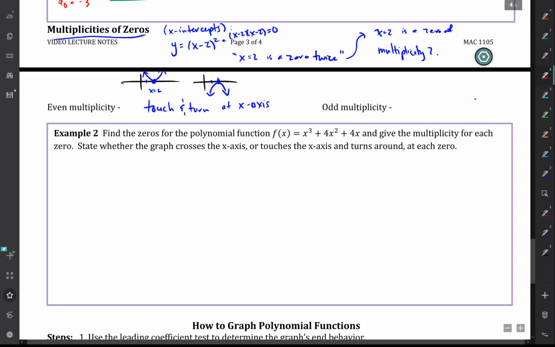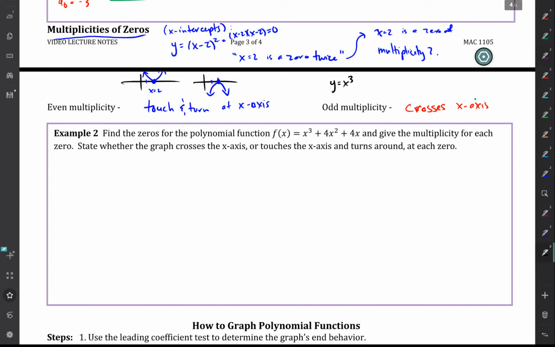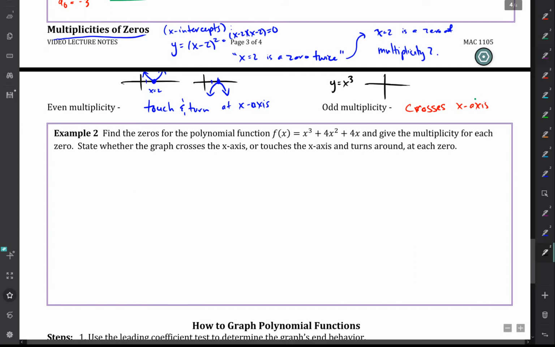Now, if it's an odd multiplicity, then it's going to cross the x-axis. An example of something like that would be y equals x cubed. You can factor this as x times x times x, so x equals 0 is a zero of multiplicity 3. So there's an example where you're coming in and you're crossing. That's what we mean by odd multiplicity. So it's either going to look like that, or it's going to look like this.